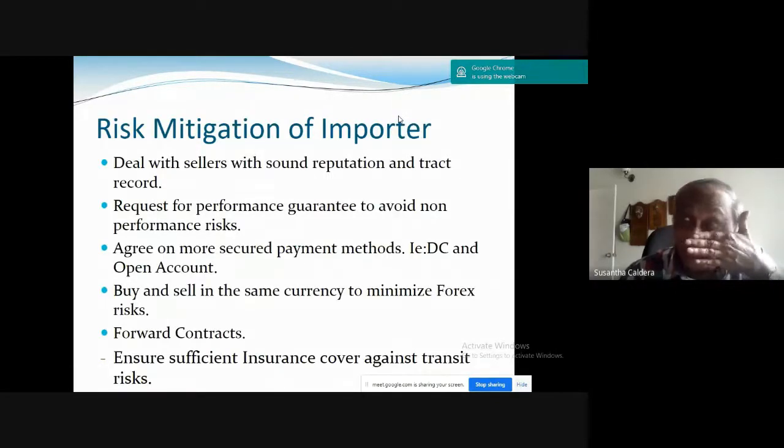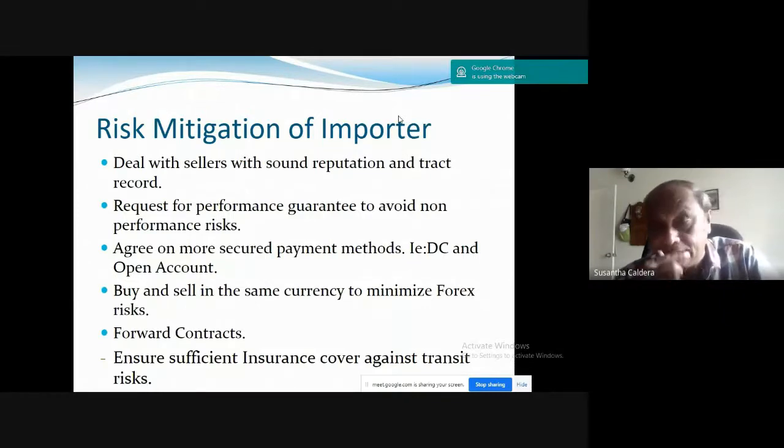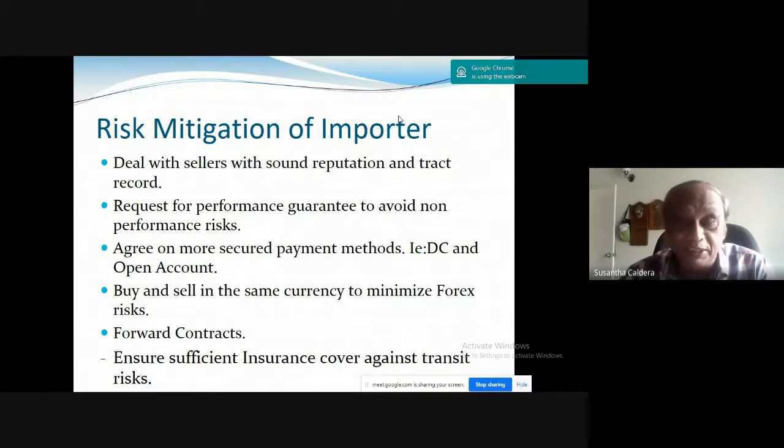Risk mitigation for the importer. How to mitigate the risk? You can't eliminate it, you can mitigate the risk, right? Deal with sellers with a sound reputation and track record. Do you know the majority of frauds happening in international trade operations worldwide are with the first transaction, always with the first transaction.